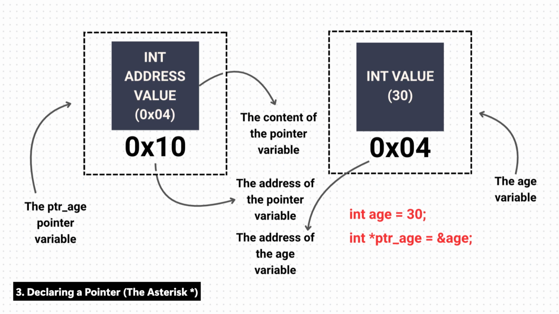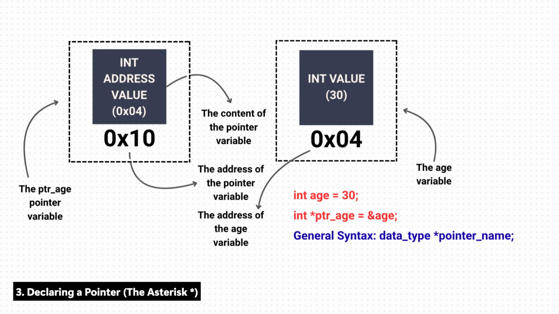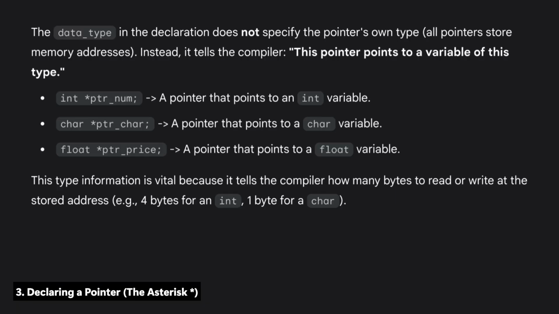Third, declaring a pointer: the asterisk. Since a pointer is a variable, it needs to be declared. When declaring a pointer, you must use the asterisk operator. General syntax: data type, asterisk, pointer name. The type is crucial. The data type in the declaration does not specify the pointer's own type. All pointers store memory addresses. Instead, it tells the compiler, this pointer points to a variable of this type.